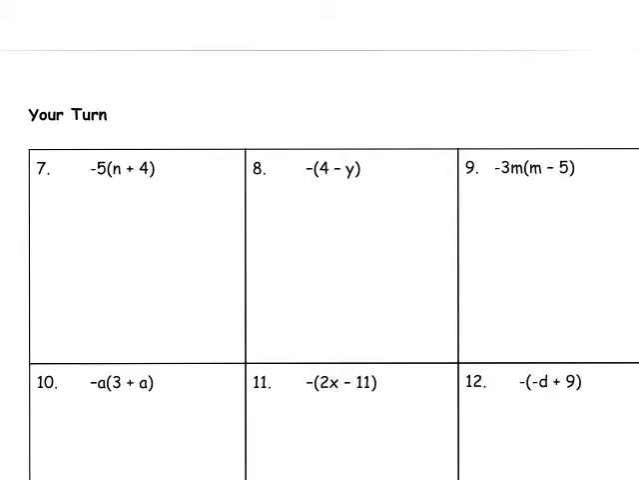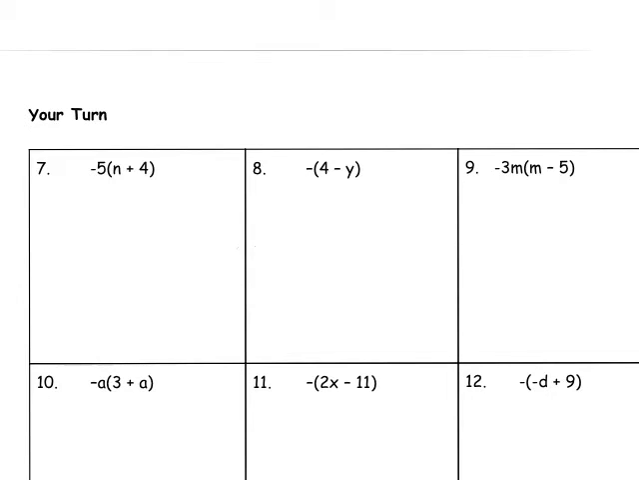Okay, now we have the your turn. Let's take a look at what we have here. I'll do the first one with you, and then I want you to pause the video and do the next couple on your own if you can. If not, you can just do it with me. So we have n plus 4. Again, n just means the variable. It could be x plus 4. It could be z plus 4. It doesn't matter. It's a variable plus 4. It's an unknown plus 4.